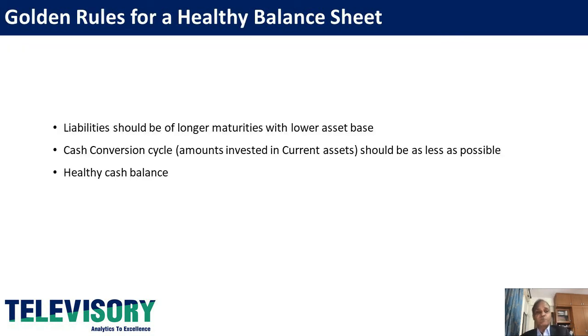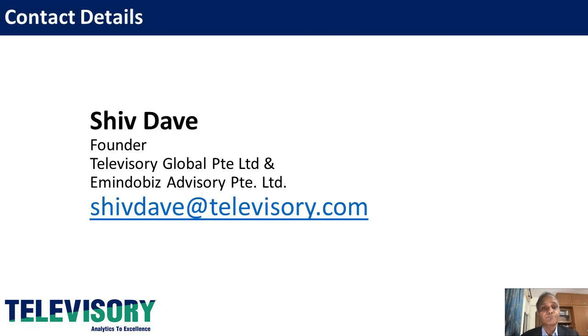Before we conclude this video, I'd like to highlight a few golden rules that define a healthy balance sheet. The liability should be of longer maturity, and a company should have a lower asset base. Cash conversion cycle should be as short as possible, and every business should look to have a healthy cash balance. Thank you.